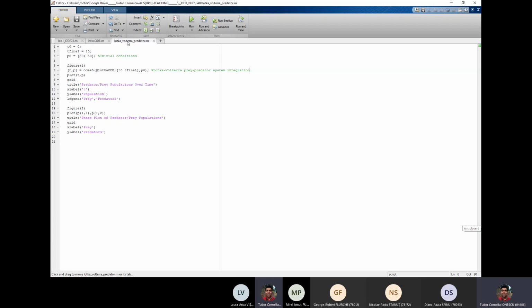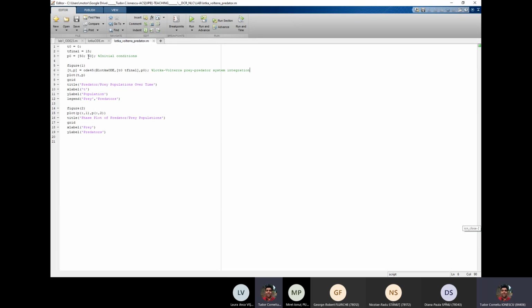Right. Now we go to the integration part, and here we have the initial time, which is 0, and the final time, which is 15. This is the interval for integration. Here they build it differently. They don't use linspace for this one. And then you have the initial conditions. So you have 50 predators and probably 50 prey.